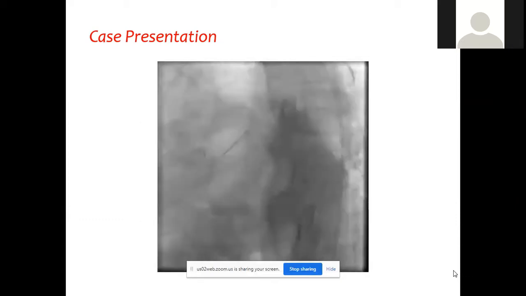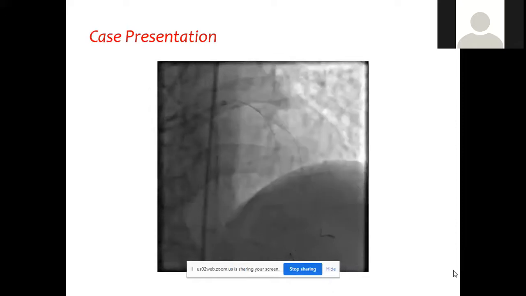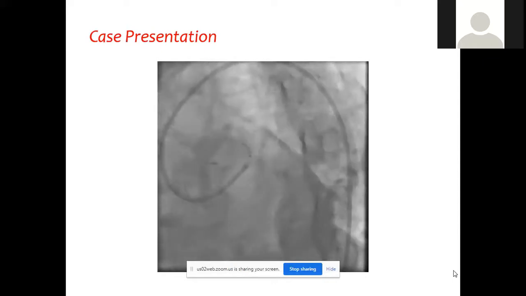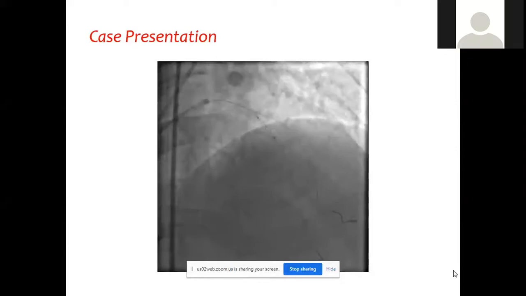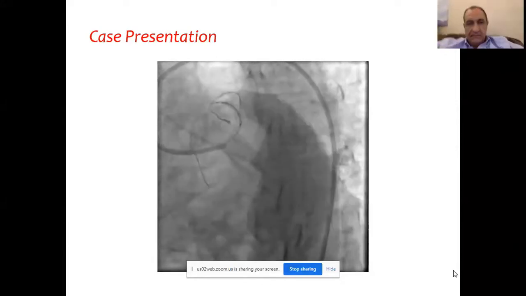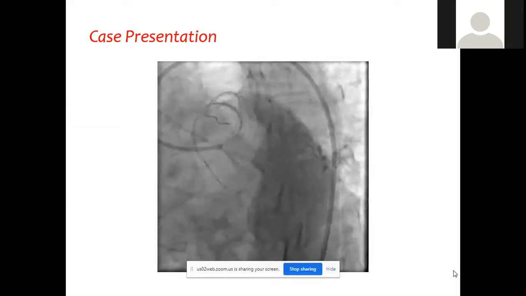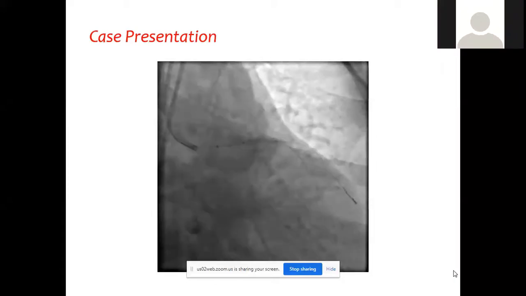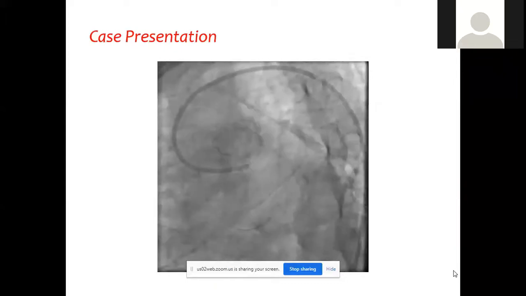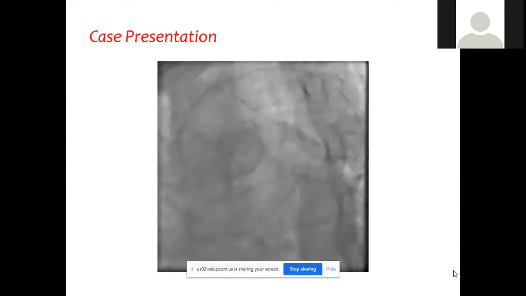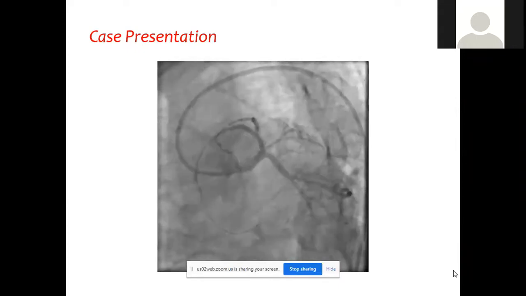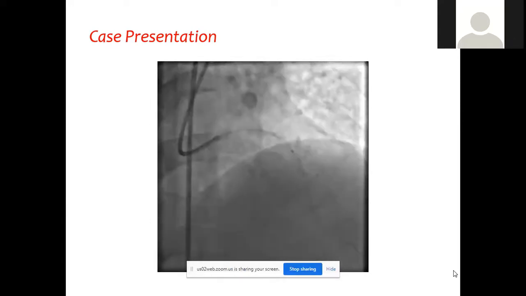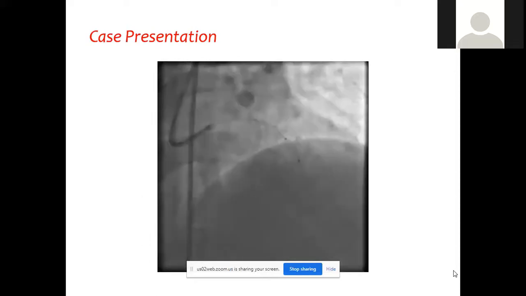Then crossing of both vessels. Then we used a longer drug-eluting stent, of course, 3.5 by 38, covering the proximal segment and the distal part with both of the proximal part of the old stent. You can see here the POT. Then also balloon dilatation, post dilation of the distal part of the stent.